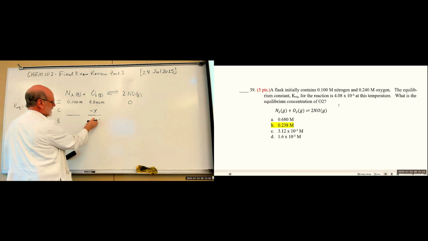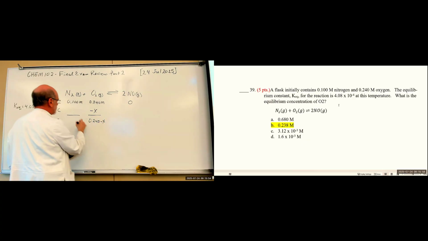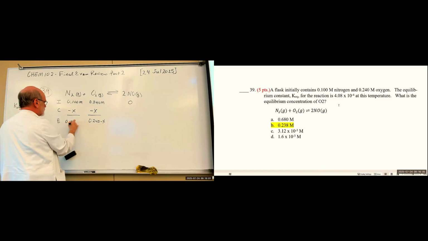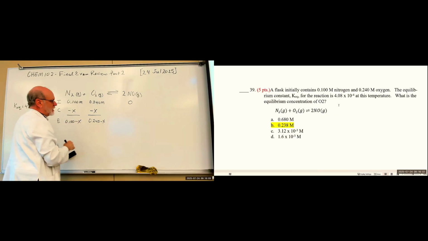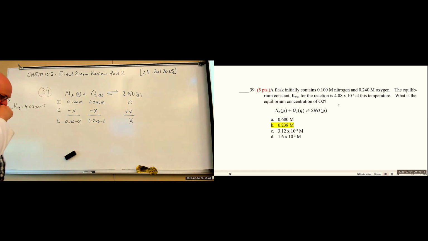Well, we can't let this one be X. This one has to be 0.24 minus X. And since they're 1 to 1, they're the same values here. This is 0.100 minus X. What's this one? This one's plus X. So that's X.